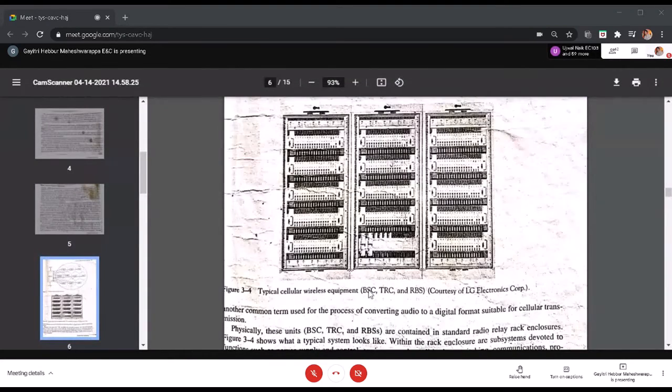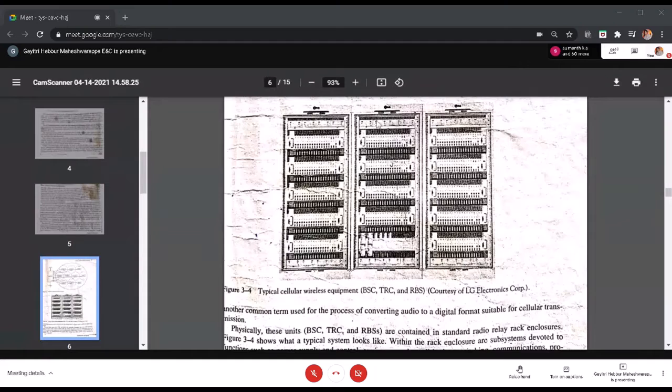Now, how does the hardware look? The BSC, TRC and radio base stations are like racks. You can see here, this is the BSC, this is the TRC, and these are the radio base stations. This is one radio base station, second, third, fourth, 5, 6. Like this, many radio base stations are connected to a single BSC. It will set the radio frequency, channels of operation and handoff threshold values for each radio base station. Everything will be controlled by a single BSC.